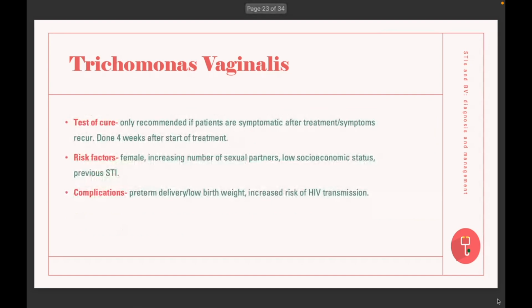Okay, so test of cure is only recommended if patients are still symptomatic after treatment or symptoms recur following treatment, and it's done 4 weeks after they've started treatment. Risk factors: female, increasing number of sexual partners, low socioeconomic status, and previous STI. And complications can be preterm delivery, low birth weight, and you also have an increased risk of HIV transmission if you've got trichomonas. Next slide, please.